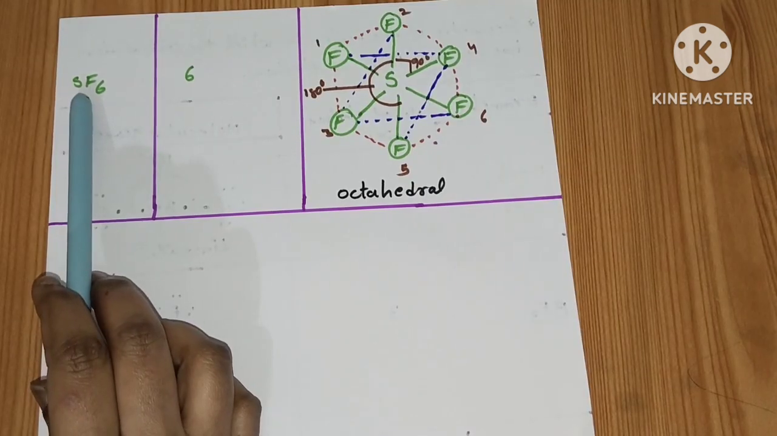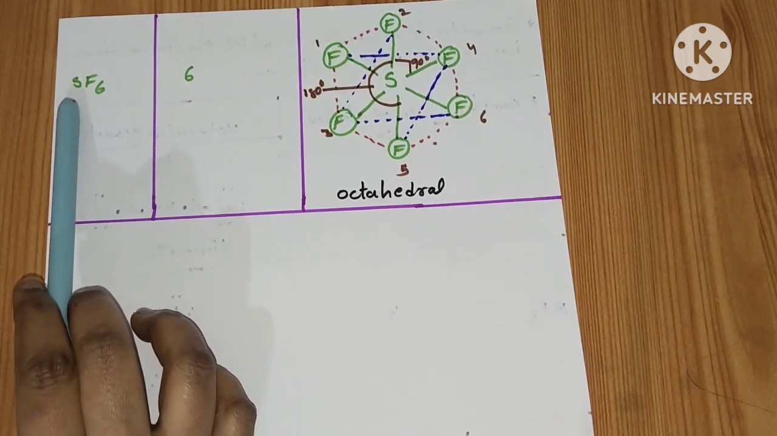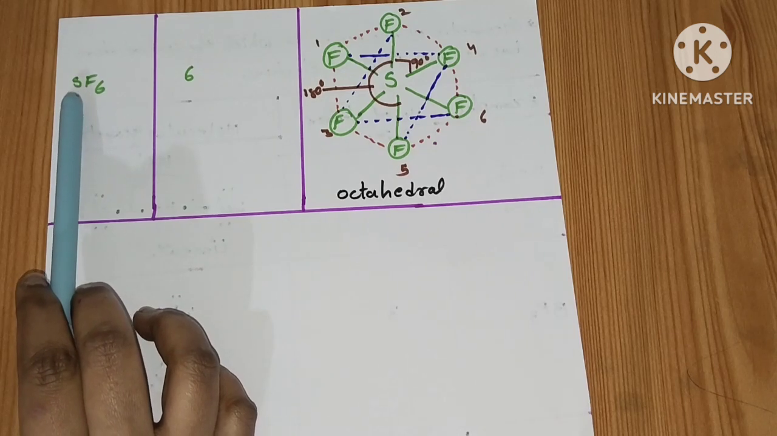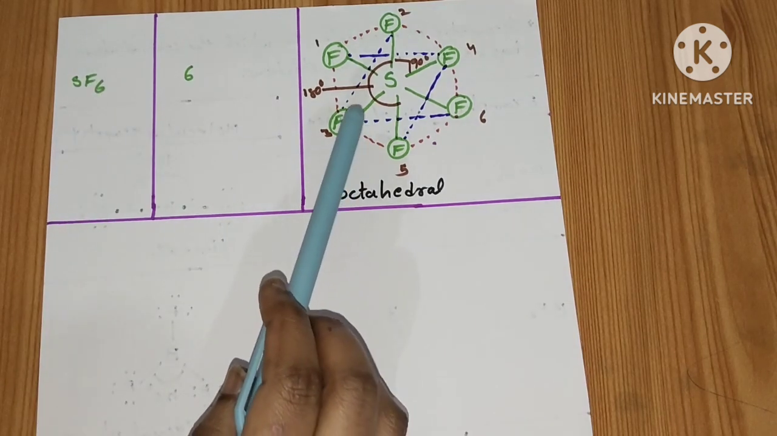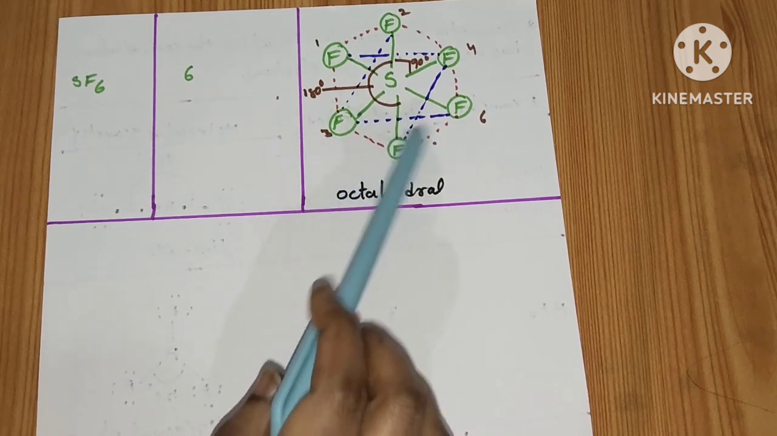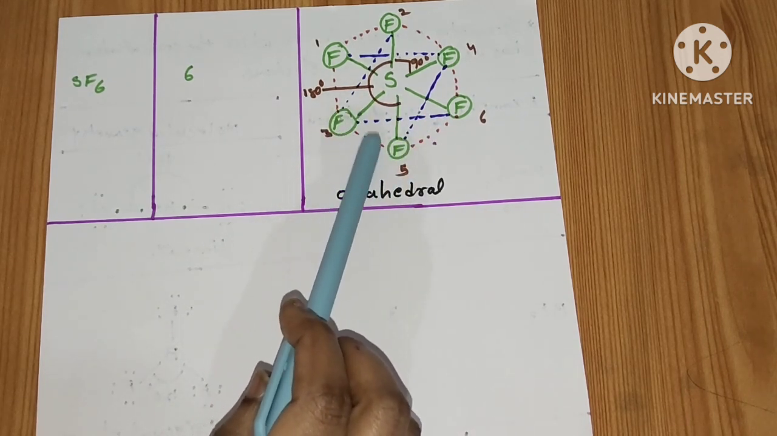Next example, SF6. In sulfur hexafluoride, sulfur is the central atom and there are 6 fluorine atoms around it. Sulfur forms 6 bonds with 6 fluorine atoms. There are no lone pairs on the central atom.